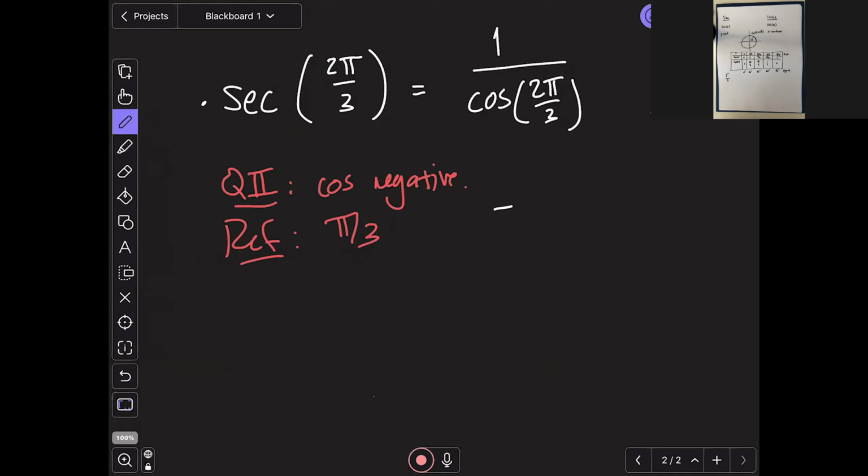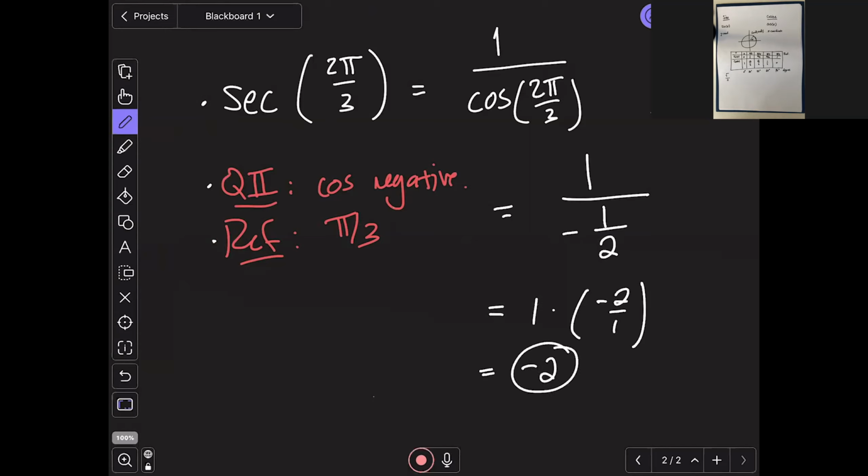So we have 1 over cosine. The reference angle tells us the value, so it's the same cosine value as pi over 3. That gives us the number, and then we use the quadrant to tell us that it's negative. So 1 divided by negative 1/2 is the same as 1 times negative 2 over 1. Dividing is the same as multiplying by the reciprocal, so this ends up being negative 2. So secant of 2 pi over 3 is negative 2.